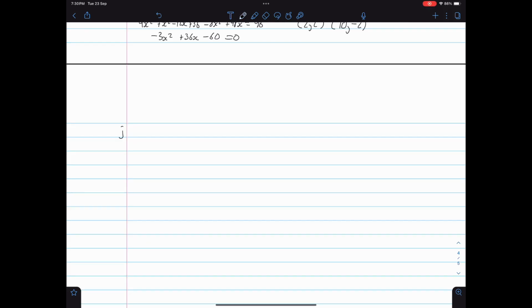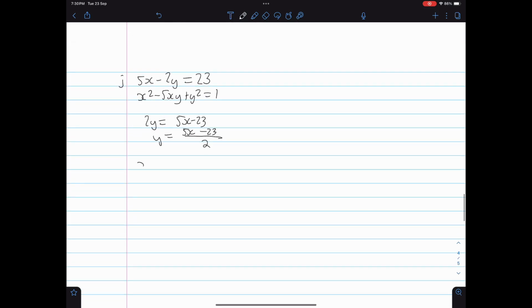J. 5x minus 2y equals 23. x squared minus 5xy plus y squared equals 1. 2y will equal 5x minus 23. y will equal 5x minus 23 over 2. So we are rearranging to get y as the subject. And that means we can just substitute that into our second equation.